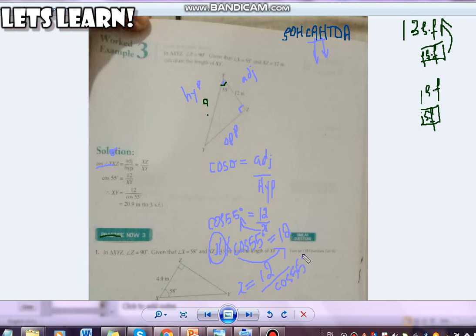Now when you use a calculator, you will get a long answer. First type 12 in brackets, then the divide sign, then again brackets and then cos 55. So you'll be getting a long answer. The standard way of keeping your answers is basically 3 significant figures.